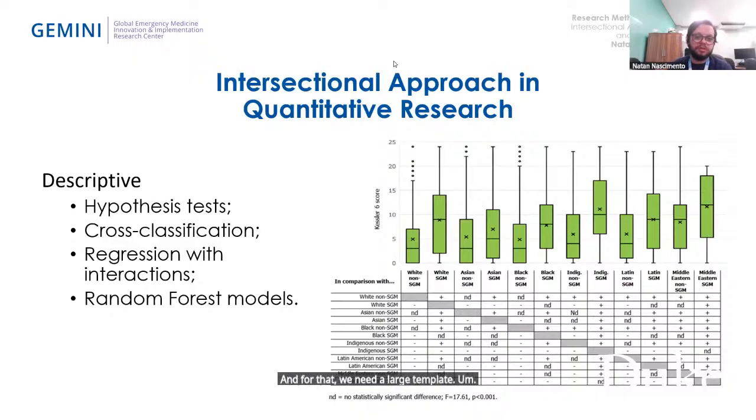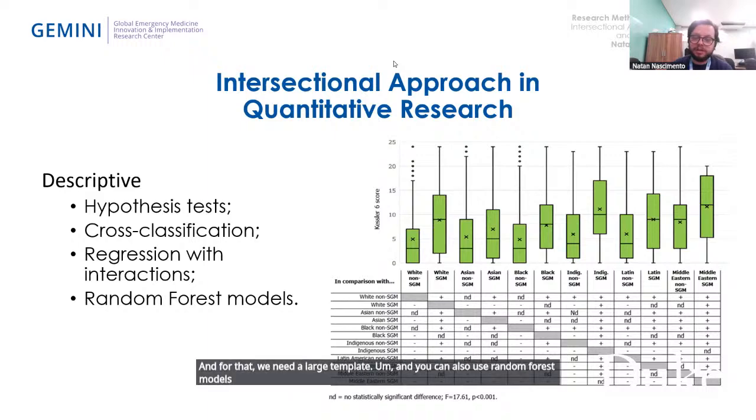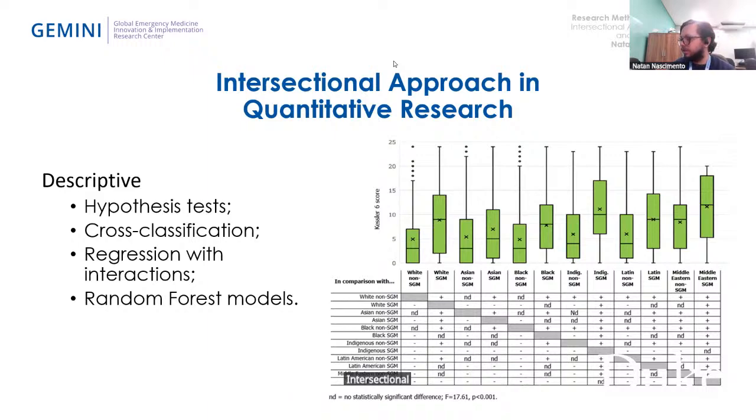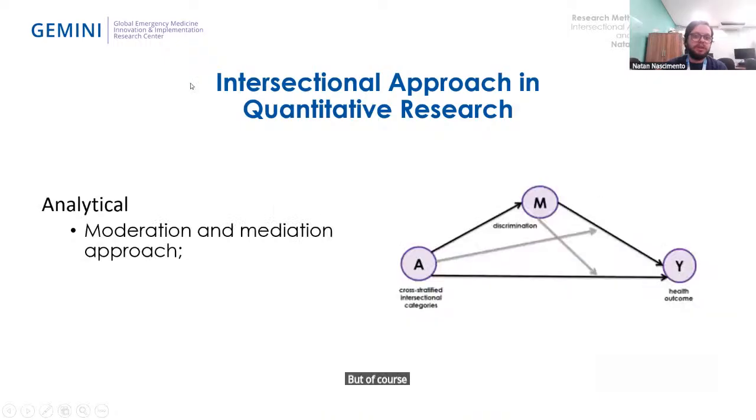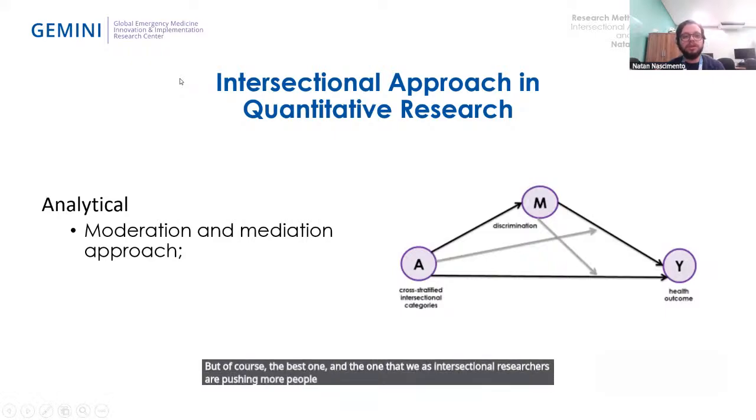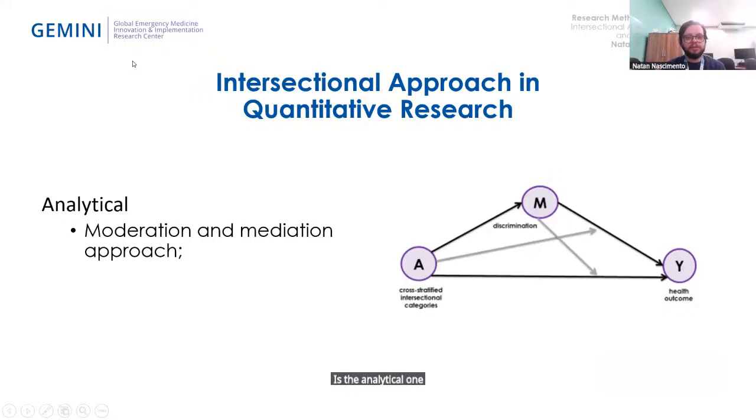And you can also use random forest models as a good intersectional machine learning approach. It performs better than CART models, for example, because it really goes creating trees of decision and making sure that we are accounting for different types of traits in the intersectional approach. But of course, the best one, and the one that we as intersectional researchers are pushing more people to do, is the analytical one. And this is performed using a moderation and mediation approach.